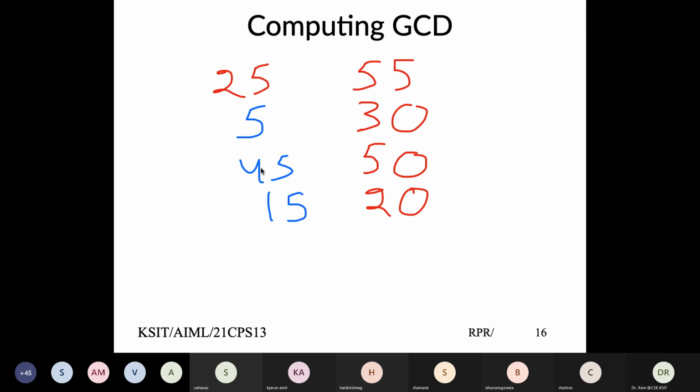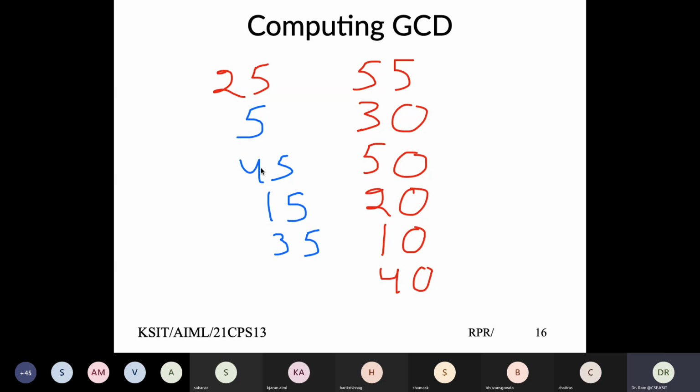Next. 10. What can I write? Let me think about it. I'll write 35, which is 45 minus 10, which gives me 35. 40. Can I write any more numbers? 20 is already there. I cannot. That's it, sir.